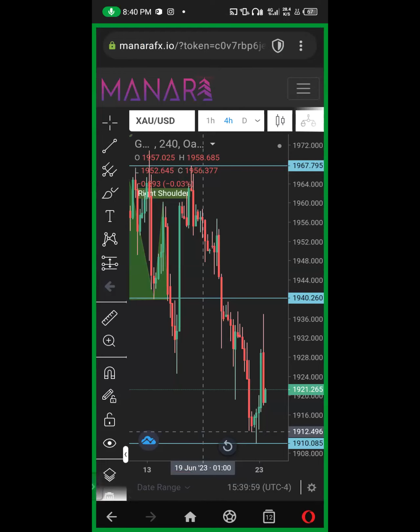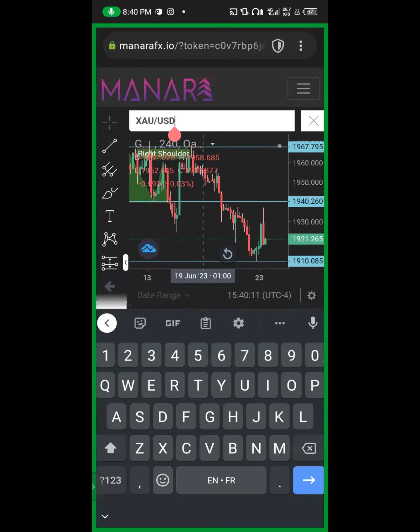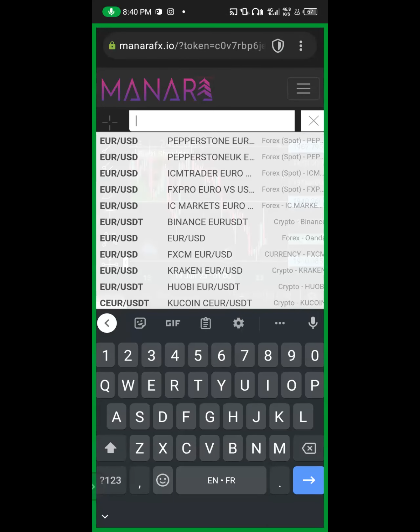So you come to this area where you have the pairs, the instruments you want to trade. So you type in what you want to trade in there. So let's say you have gold, that's my favorite pair, or anything you want is there. USD, I just type as a new person. So let's say I'm trading gold.